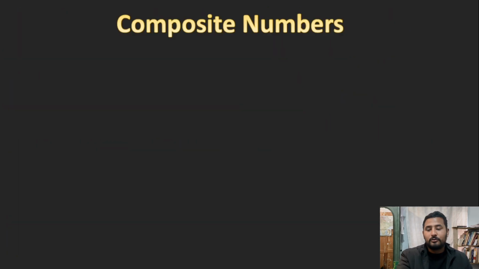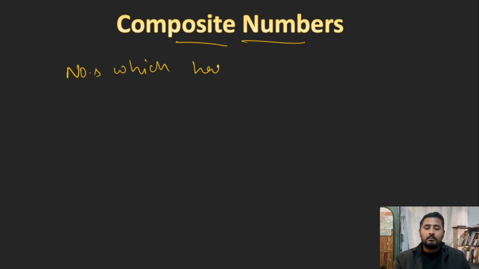Okay. So let's move to the next part, that is composite numbers. Now you have learned prime numbers, so let us see what a composite number is. Just the opposite of a prime number. What are composite numbers? Numbers which have more than 2 factors. Okay, more than 2 factors.